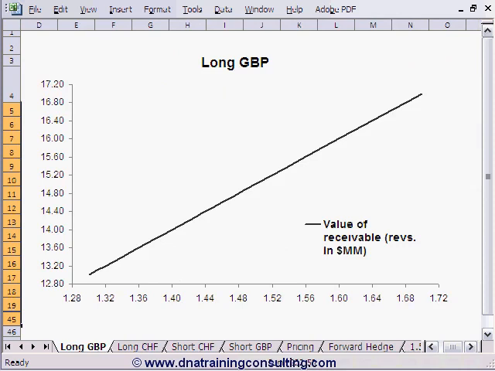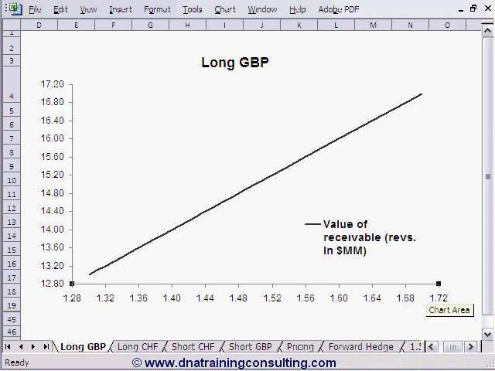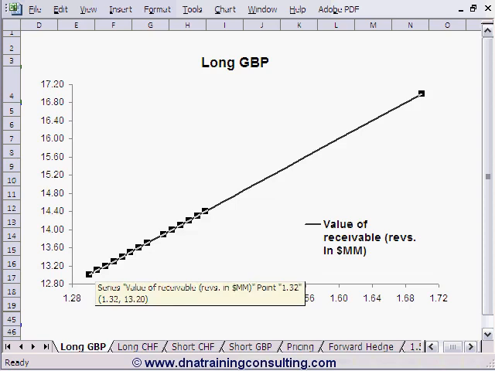and the upward sloping shape of this graph should not be at all surprising, since the exporter clearly benefits from a strengthening of sterling, indicated in our graph by a move towards the right. So over here towards the 172 point. And by the same token, a weakening sterling is indicated in our graph by a move towards the left, so over here towards the 128, where the value of the receivable diminishes.